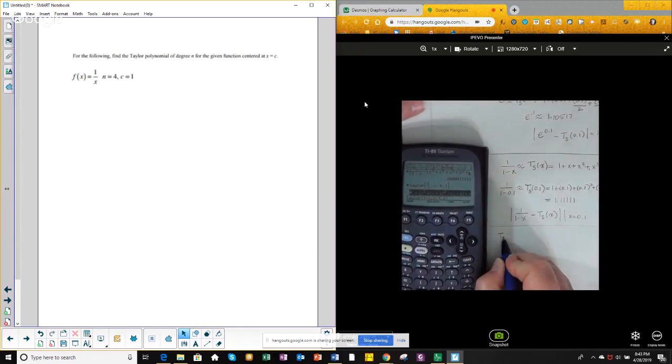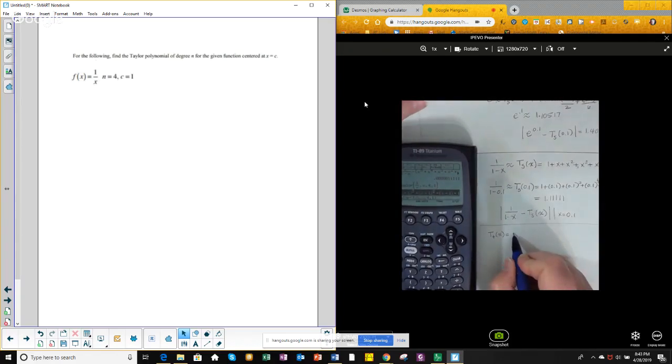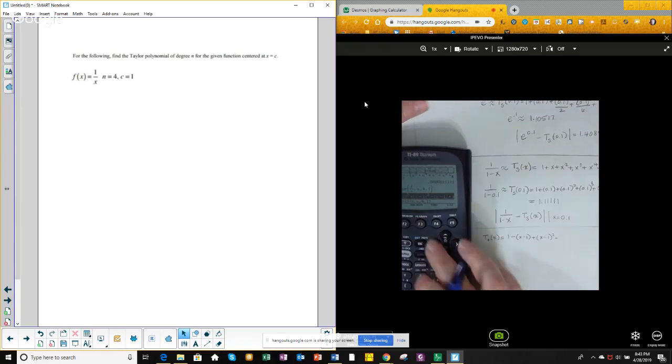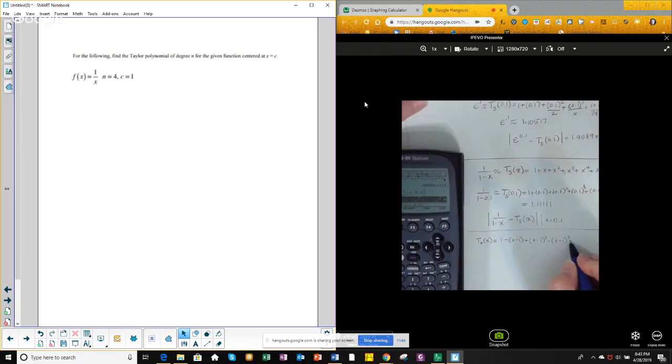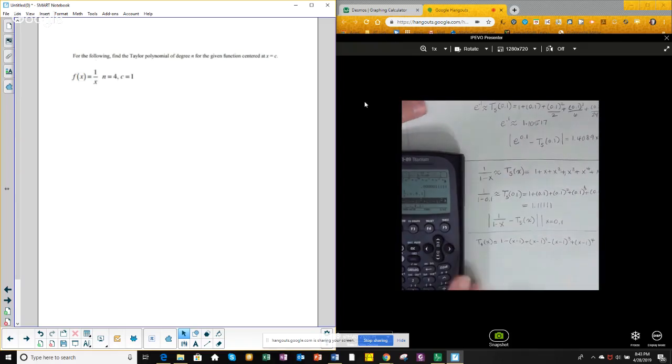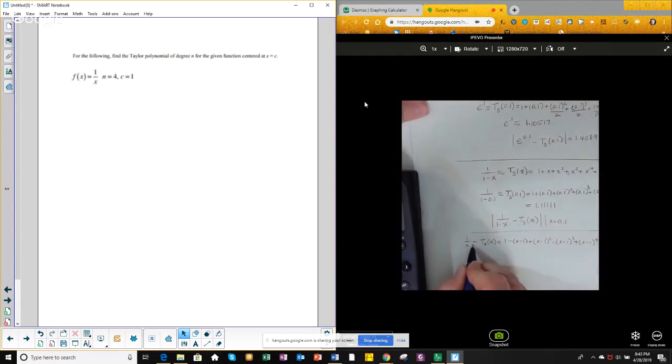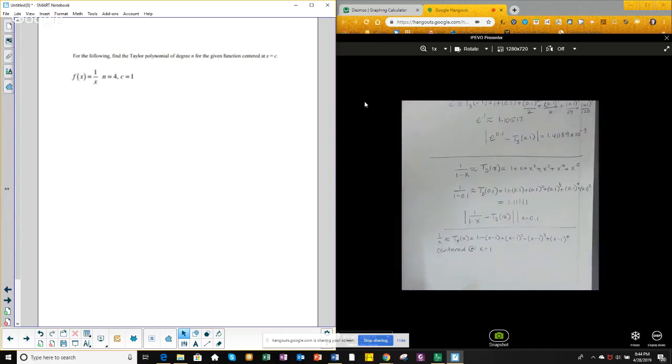So I can say the 4th degree Taylor polynomial is equal to, what is that, 1 minus (x minus 1) to the 1st plus (x minus 1) to the 2nd, I go back here, minus (x minus 1) to the 3rd plus (x minus 1) to the fourth, if I go back even further. Okay, and that's going to approximate 1 over x, centered at x equals 1.